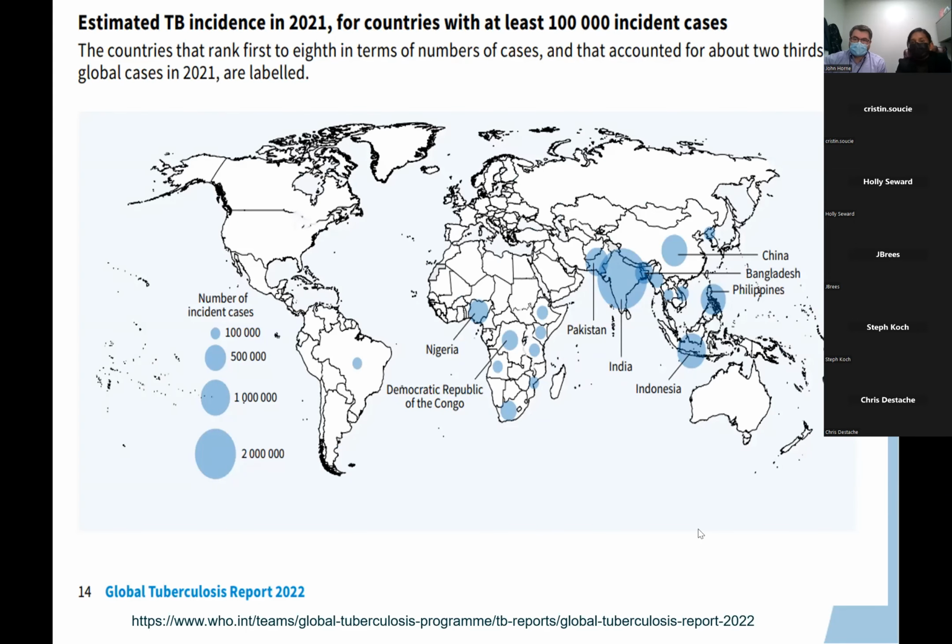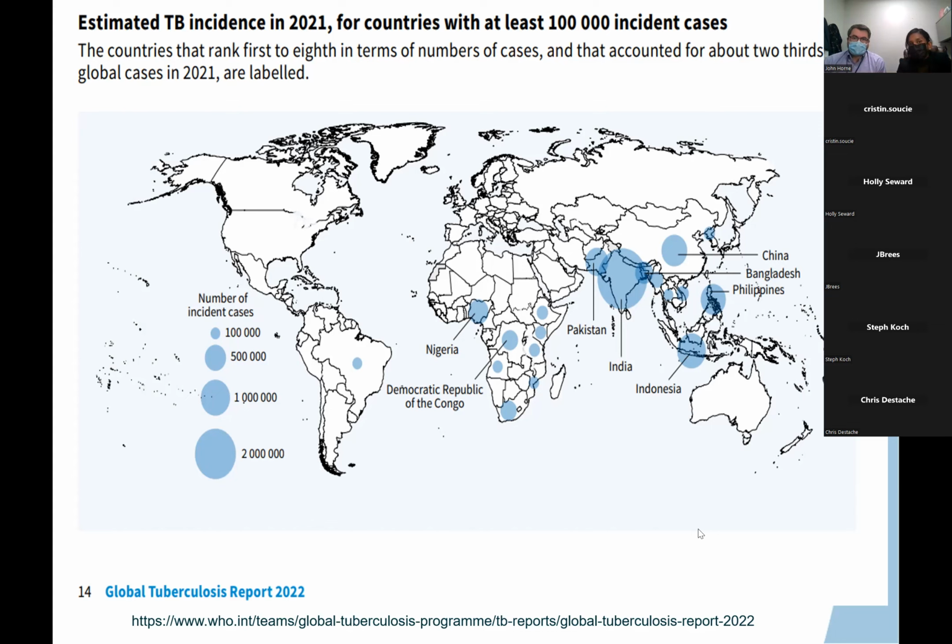Here's a really nice graph picture of the world and where we are in tuberculosis. Just so everybody knows, if you want to look at TB data internationally, WHO has fantastic data. They track it really well. If you Google the WHO TB report, you can get all of this data and charts as well. I gave the link at the bottom too.